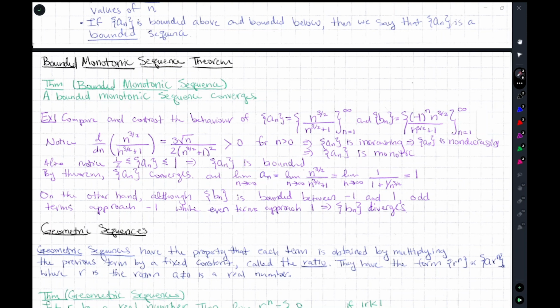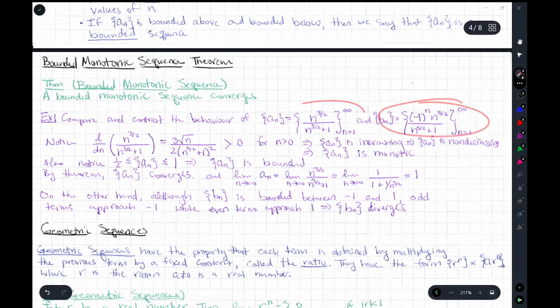So let's look at an example. We want to compare and contrast the behavior of these two sequences. Notice that the sequence b sub n has this extra alternating factor, this -1 to the n. This -1 to the n for even n gives you a +1, and for odd n gives you -1. So it just causes alternation.